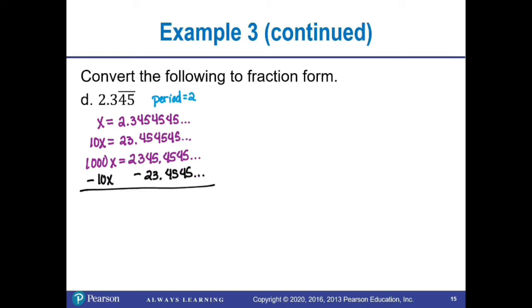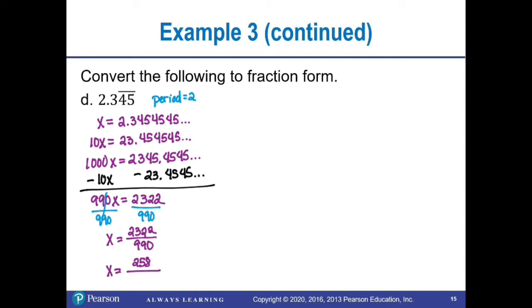10x is the same thing as 23.454545 and so on. On the left side, we get 990. And on the right side, when I subtract, the decimal places go away, and I'm left with 2,322. Divide both sides by 990. And don't forget to simplify your fraction.